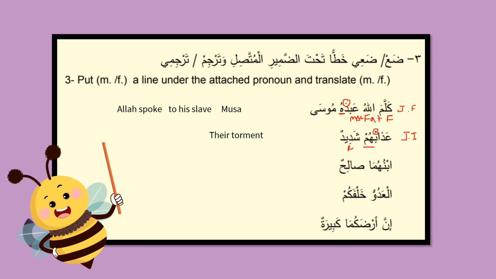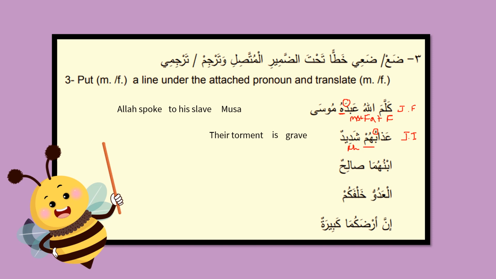This is a khabar, so it will be translated as is. Now don't forget to put the is, because after the mubtada in translation we have to put is. Is grave, or very. Shadid means very painful or too much.